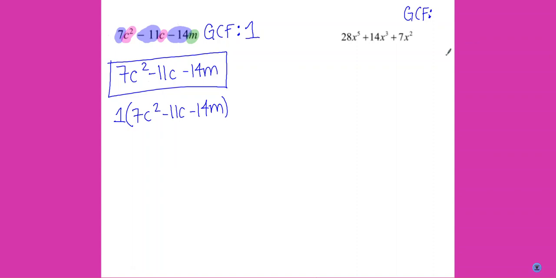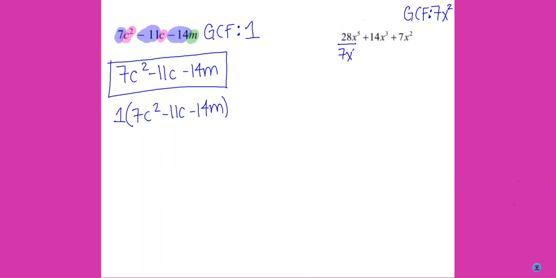For our last example, go ahead and pause the video for a second and see if you can come up with the GCF on your own first. Let's see how you did. 28, 14, and 7 are all divisible by 7. Then we have x to the 5th, x cubed, and x squared. So our greatest common factor between those would be x squared. How'd you do?